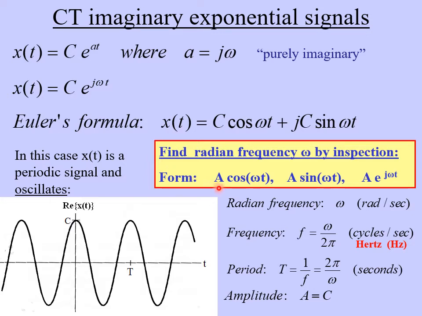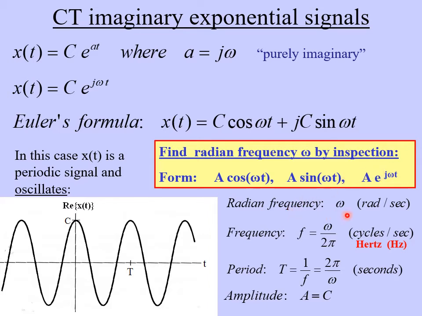So if we ever see some form like a times cosine omega t, or a times sine omega t, or a times e to the j omega t, in all cases the number in front of the t, and in this case it's in between the j and the t, gives us the radian frequency.